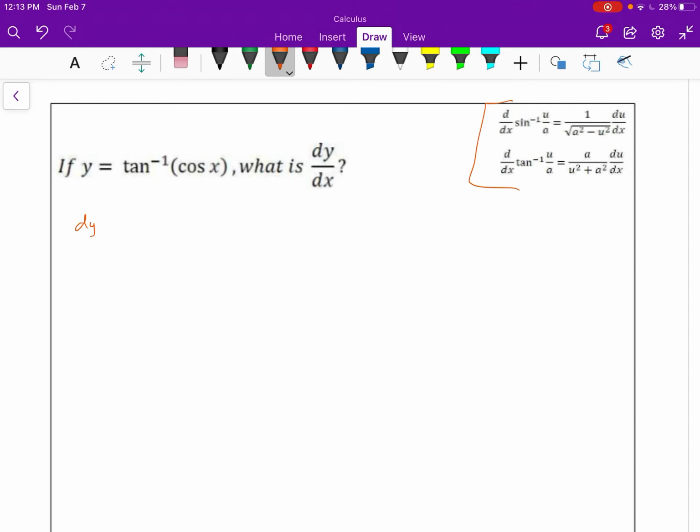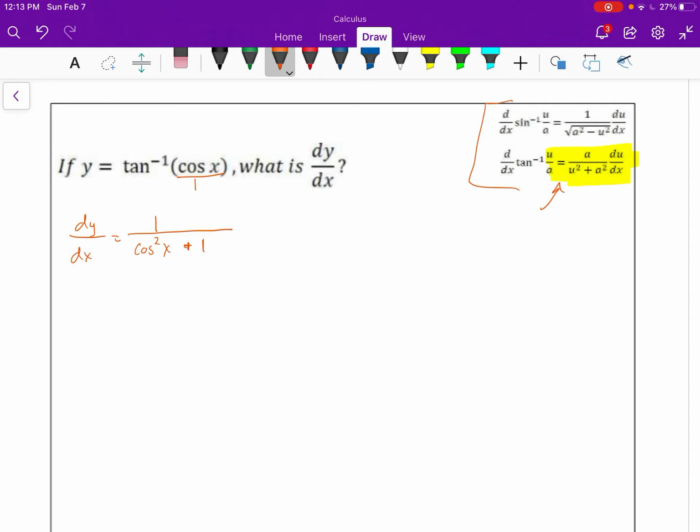So we can find dy dx, which is going to be a, which is the denominator. So we're kind of using this formula now. So a, which is the denominator, which is 1. So we have 1 over u squared. Well, u squared was cosine squared. That's what the function was. So cosine squared x plus a squared, which is 1. So we can think of this over 1 if that helps you with your u and a.